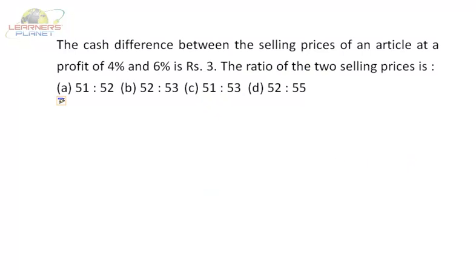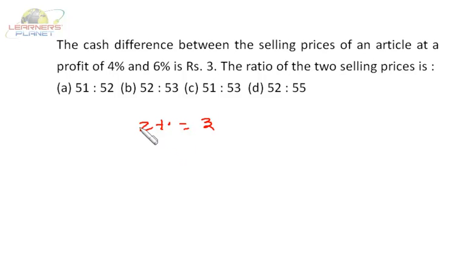Now let's see this problem. The cash difference between the selling prices of an article at a profit of 4% and 6% is rupees 3. Now the difference in profit in percentage is 2%, and that is equal to rupees 3. The difference in selling price definitely comes from profit or loss. So here there are two profit data. One is 4% and the other is 6%, and the difference between them is equivalent to rupees 3. That is the difference between the selling prices.